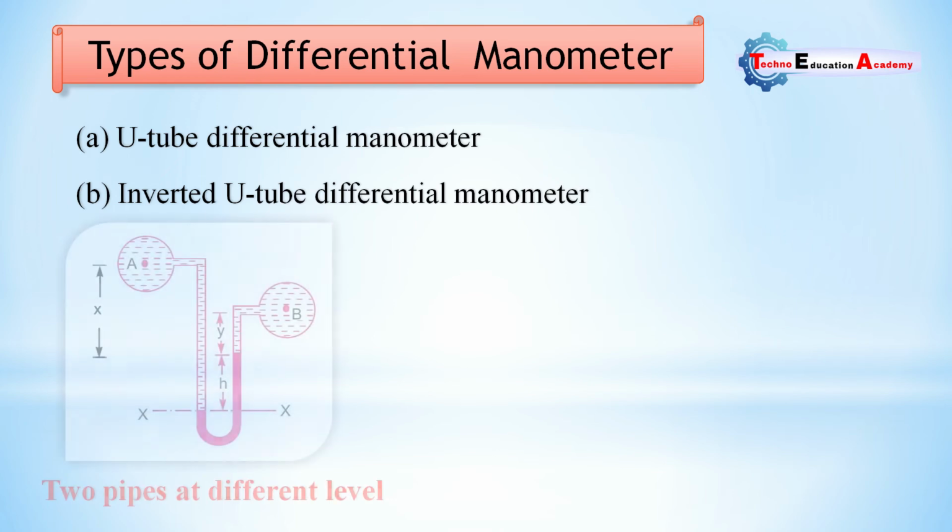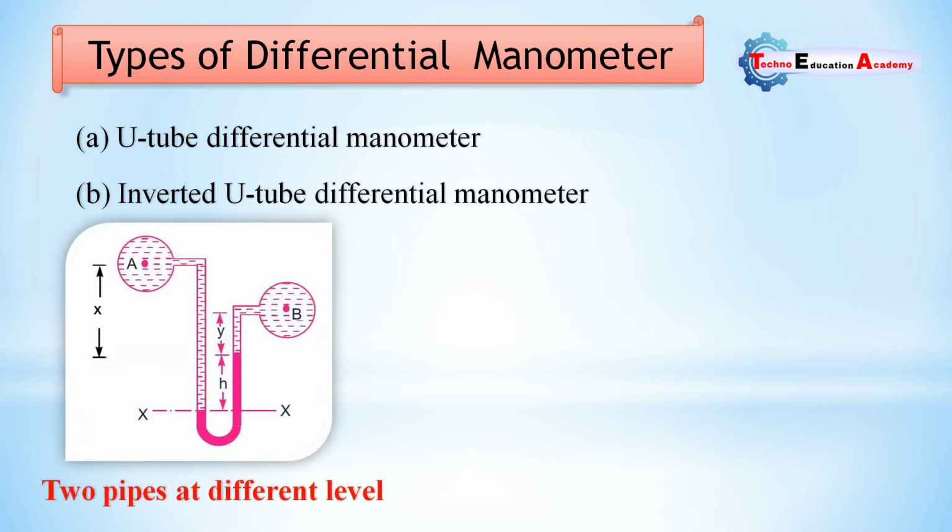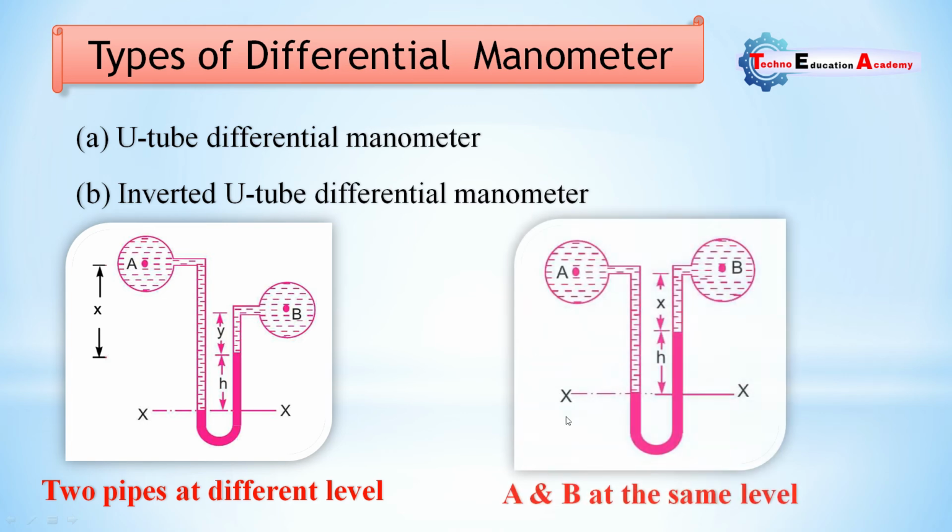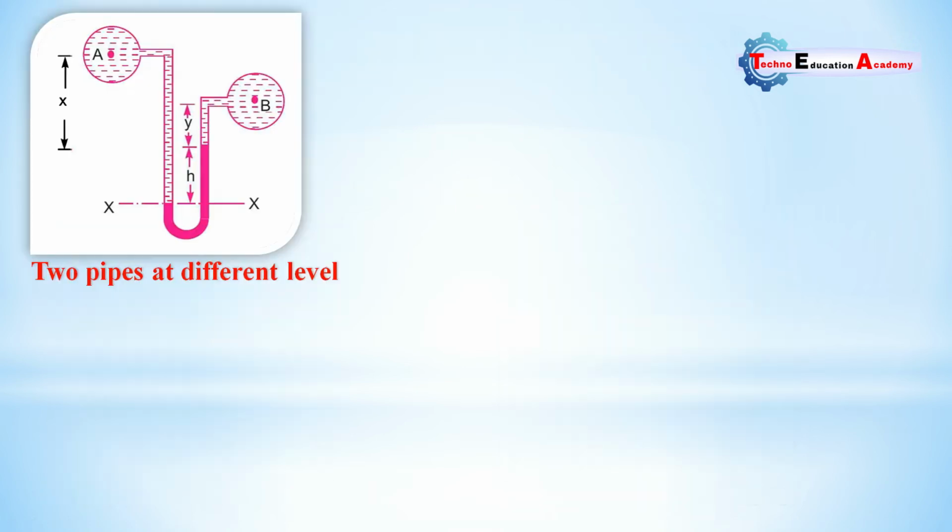Here we will discuss two cases for U-tube differential manometer. The first case is two pipes at different level. Here you can see that the elevation of the pipe is different. The second case is two pipes, A and B, at the same level. Here you can see that the manometer device is connected with the pipes, and the level of the pipe is the same. And here you can see two pipes at different elevation or at different level.